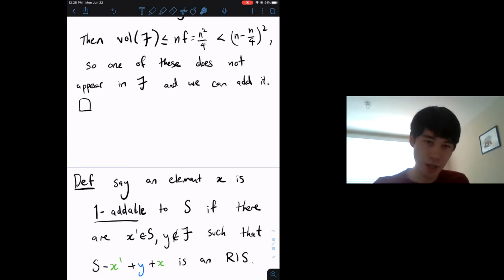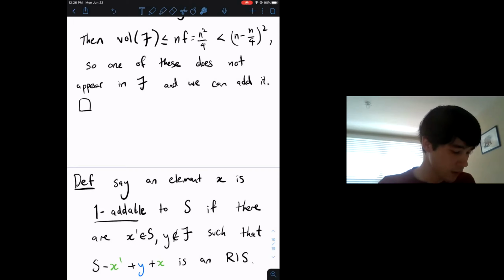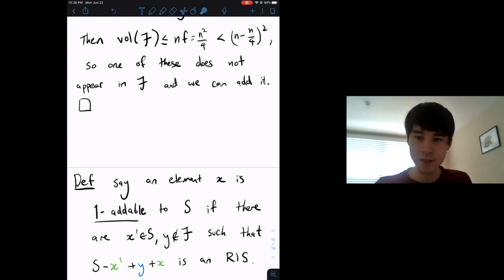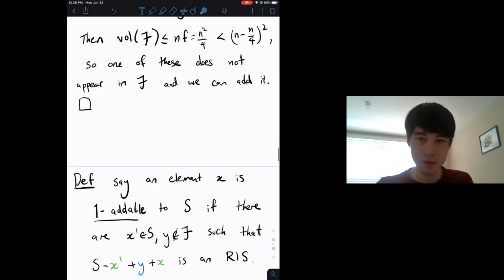And as for the colors here, it's not really part of the definition, but in practice, X prime and X are going to have the same color, and the idea is that I'm removing something of the green color here, which allows me to add something else of the green color. So I'll color various elements for the rest of this talk, and really that just means I'm keeping track of this sort of thing. Okay, so that is what a one-addible element is, and let's count one-addible elements.